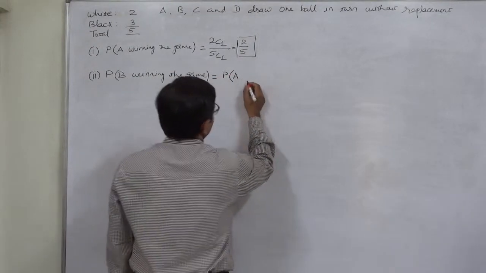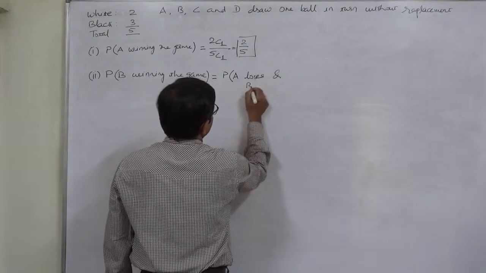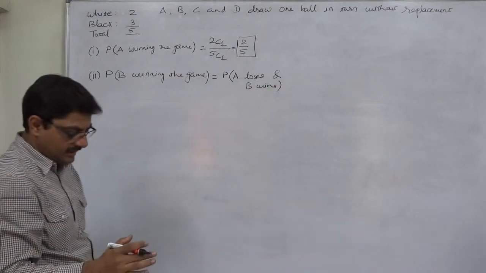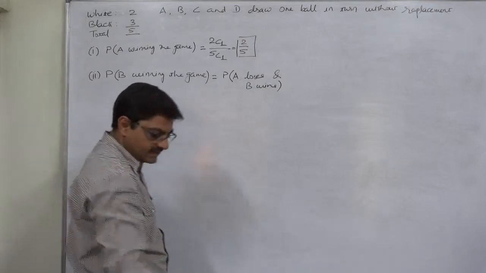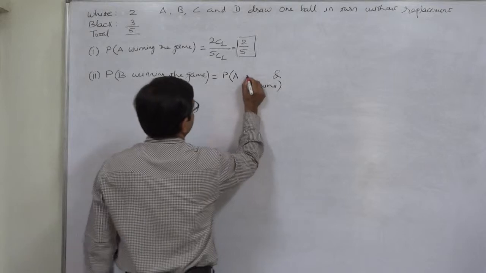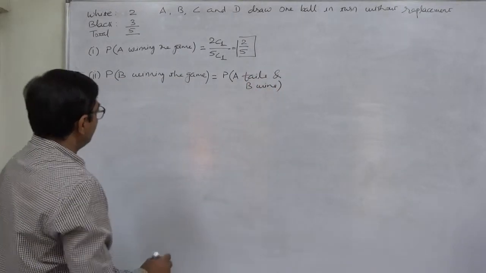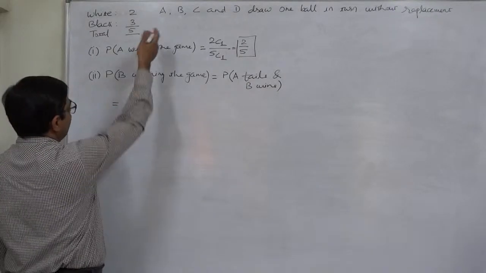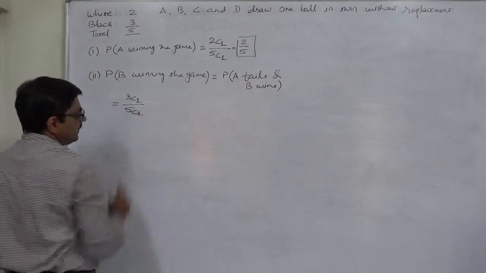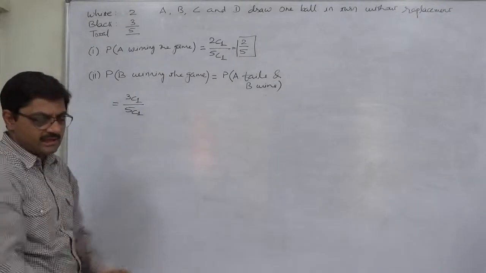So the probability will be: A loses and B wins. Or rather, A fails and B wins. I will prefer the word fails. That means A draws a black ball first. That is 3C1 divided by 5C1, because when A draws the ball, all 5 balls are in the box.